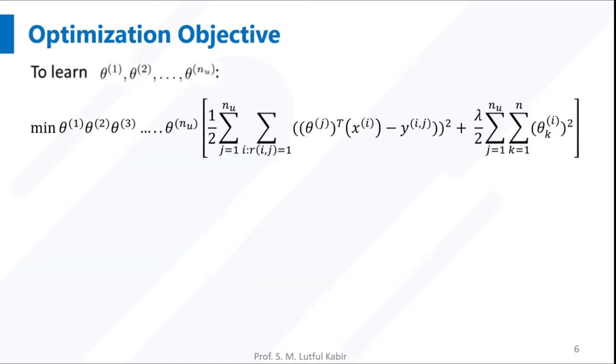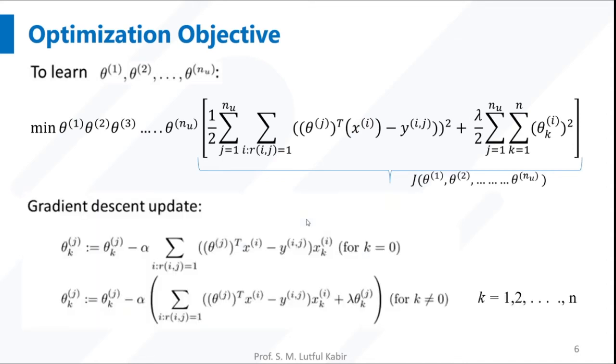From the previous slide, we got this equation again. This part is nothing but the cost function, minimization of this cost function J of theta 1, theta 2, up to theta nu, the number of users. And if we follow the gradient descent update, then you have to differentiate J of theta with respect to theta. For the first term, that means k equal to 0, we don't include the regularization term. That's why this second equation, which is for k not equal to 0, has the regularization term.